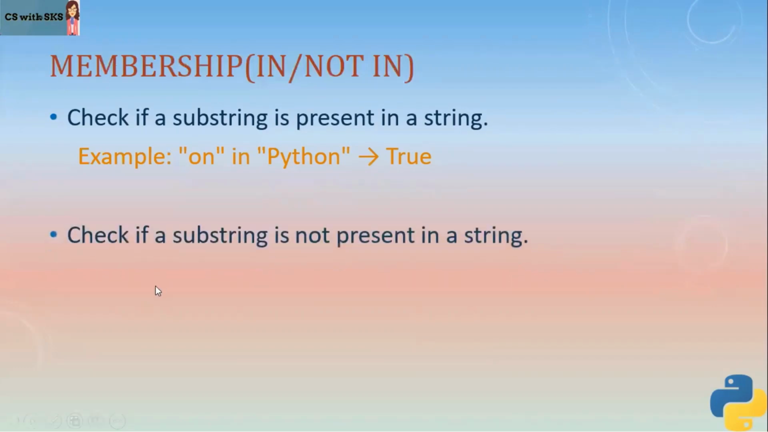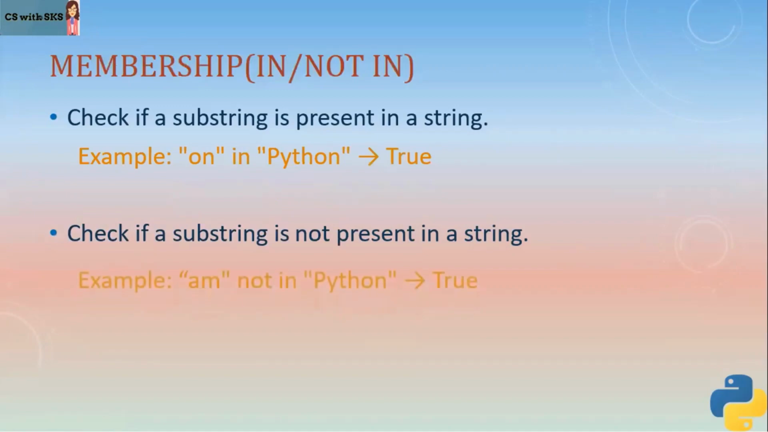However, if I want to check if a substring is not present in a string, then I will use the not in operator. So for example, I want to check that am is not present in Python. So I'll write 'am' not in 'Python'. That will also give me True because that's correct. Am is not present in Python. Python is also a string, am is also a string, right? So that is how membership operators can be used in Python strings.